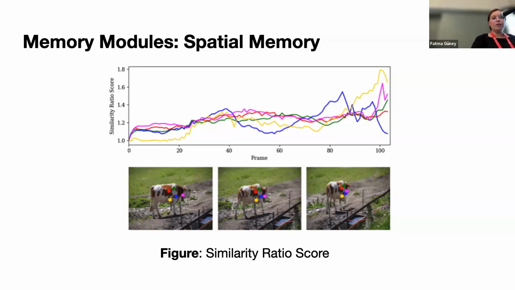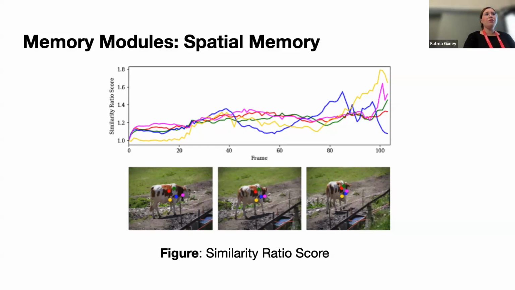And that's exactly what we see here. For different tracks, the similarity goes up. The ratio is greater than 1 for most tracks here. So spatial memory actually helps keep the information updated through time.